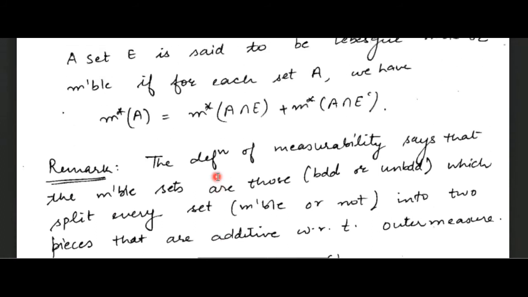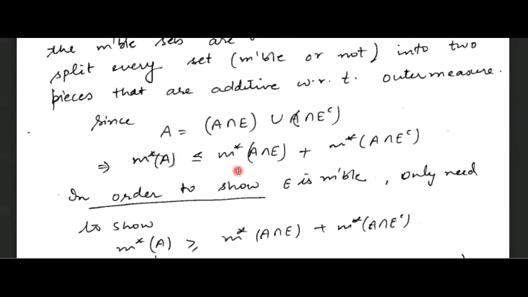So if we want to prove that the set E is measurable, then for any set A, we need to show that the outer measure of A is greater than or equal to outer measure of A intersection E plus outer measure of A intersection E complement, right? Because the less-than-or-equal inequality always holds.